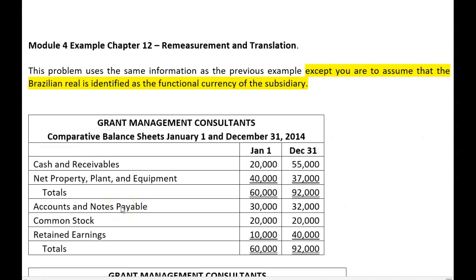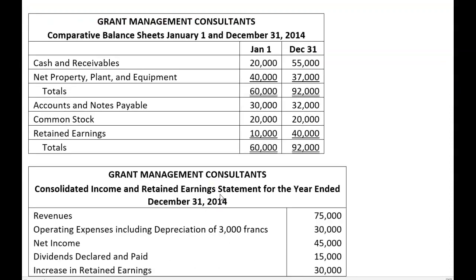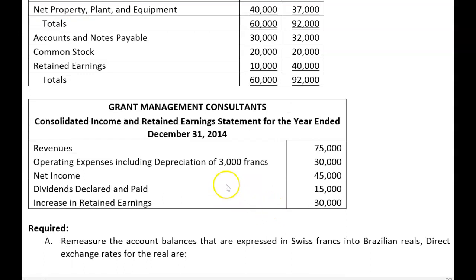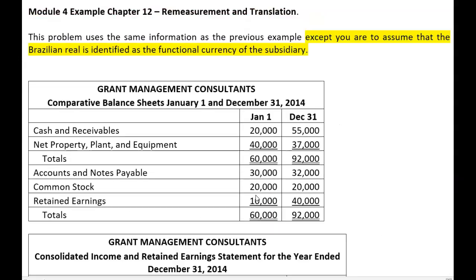This problem will use the same information for grant management consultants that we used in the prior problem as far as their statements go. You still have the balance sheets for January 1 and December 31st of 2014. And then you have the income statement and change in retained earnings for the year ended December 31st, 2014. The difference here that I highlighted in yellow is that the functional currency of grant management consultants isn't the Swiss franc.